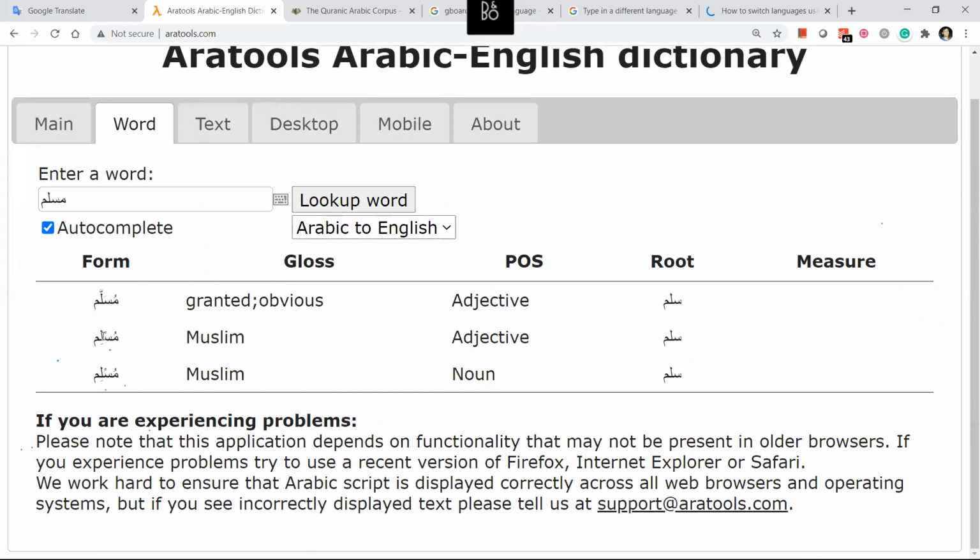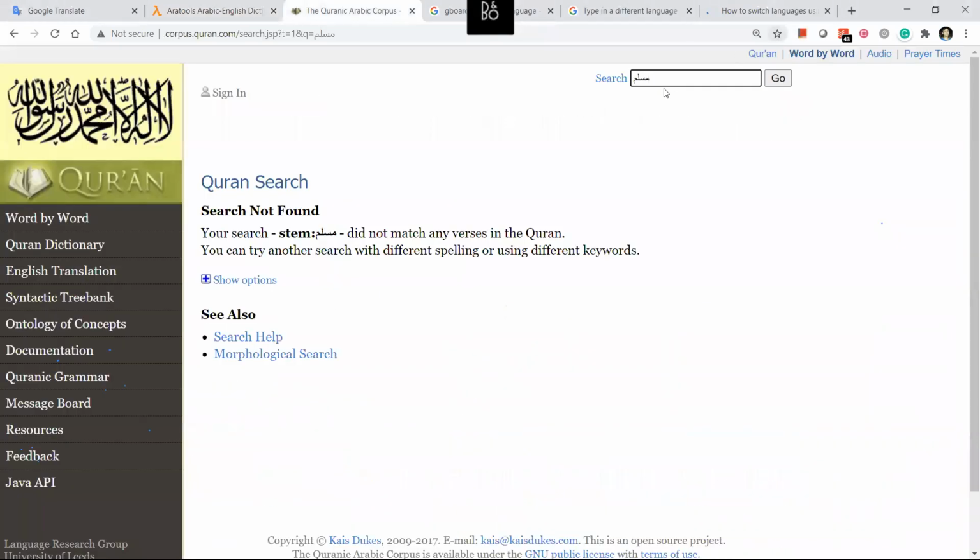You can say Muslim and you can also say Muslim. Okay. So Muslim means Muslim. Root word is Sin, Lam, Meem. Salima is the root word. So now I go here. Okay. Corpus works by root word.